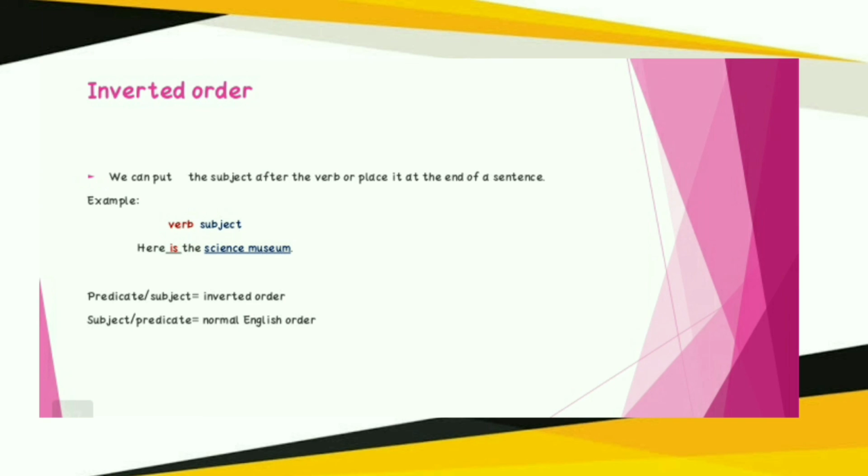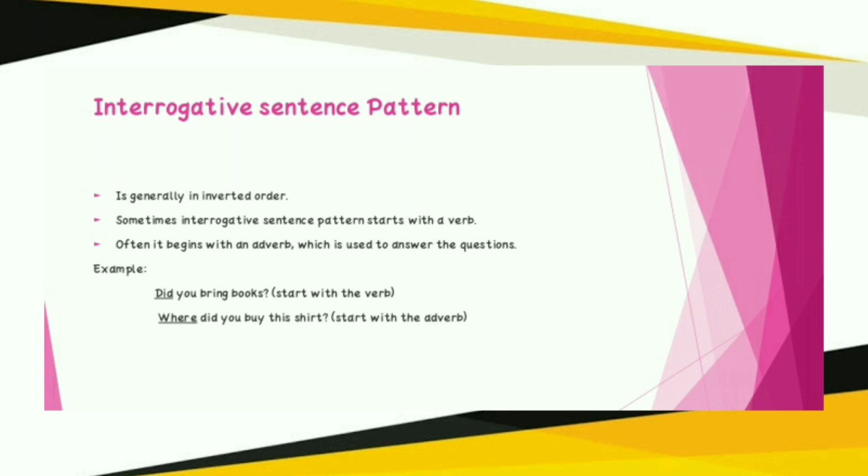Interrogative sentence pattern is generally inverted order. Sometimes interrogative sentence pattern starts with a verb. Often it begins with an adverb which is used to answer the questions. Example, did you bring books? Start with a verb. Where did you buy this shirt? Start with the adverb.